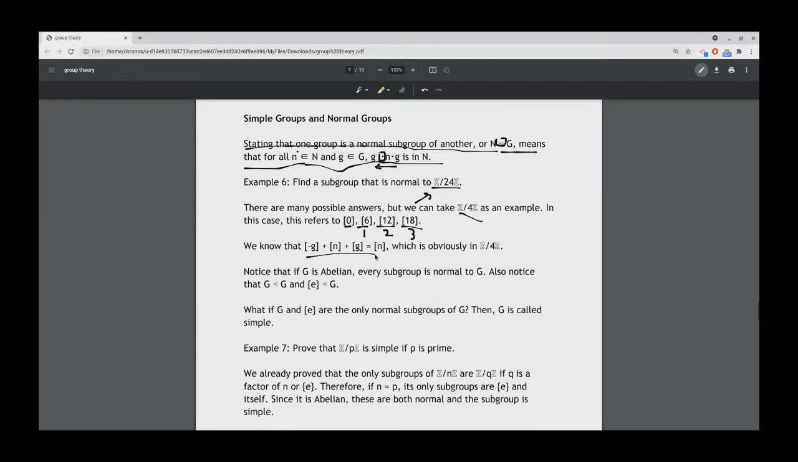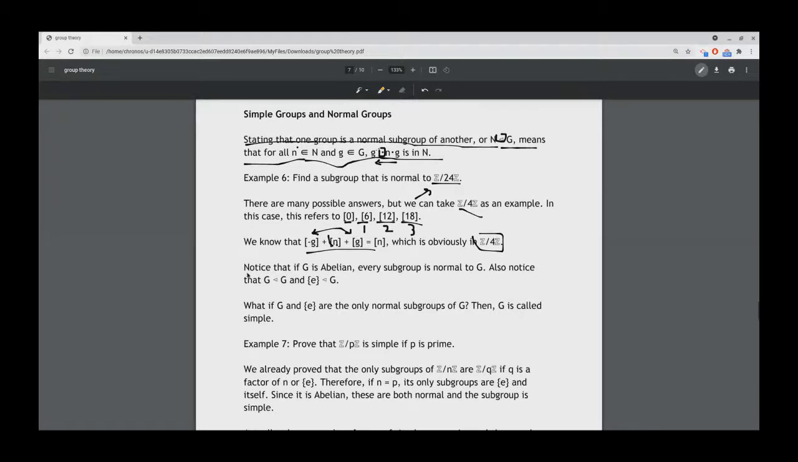So this is just a plus, right? Since we know that these are abelian, we can just switch them around, and if we have the minus g and g right next to each other, those cancel, and you get n equals n, which is obviously in Z over 4Z because it's just the same. The reason this was so easy is because G is abelian. If G is abelian, every subgroup is normal in G, since we can just rearrange minus g and n, then cancel and have n equals n.